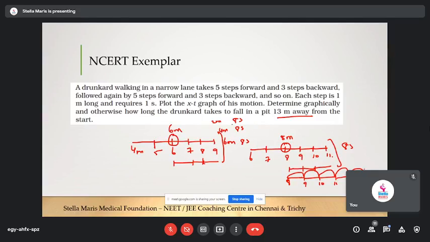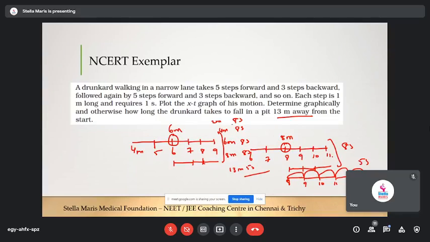So it takes only 5 seconds here, not the other 3 seconds, because the man has fallen in the pit. He will not come back. So what is the total time taken? He is at 8 meters at the end of another 8 seconds, and he will reach the 13th meter at the end of 5 seconds.